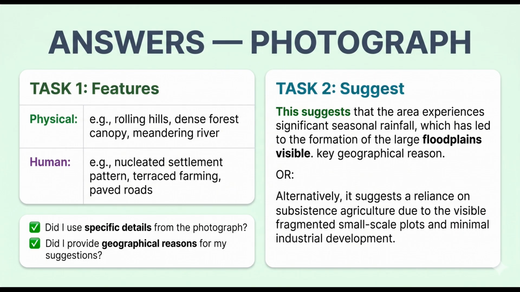An alternative is also fine. This may be because the river floods seasonally. Stilts keep the living area dry during high water periods. Check the self-check on screen. Did you use this suggests or this may be because? Did you give a geographical reason, not just restate the photograph?